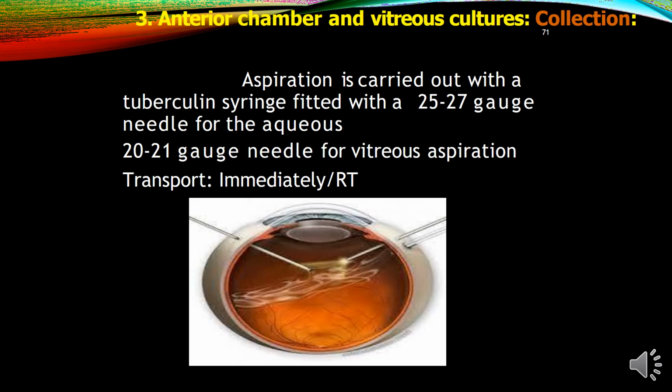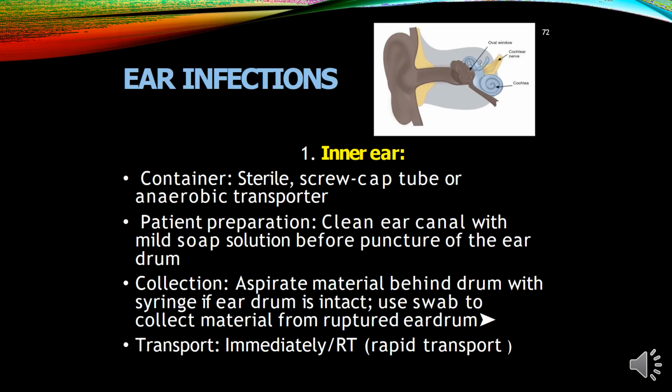Anterior chamber and vitreous chamber collections. Aspiration is carried out with a tuberculin syringe fitted with a 25 to 27 gauge needle for aqueous and a 20-21 gauge needle for vitreous aspiration. Transport is then done.